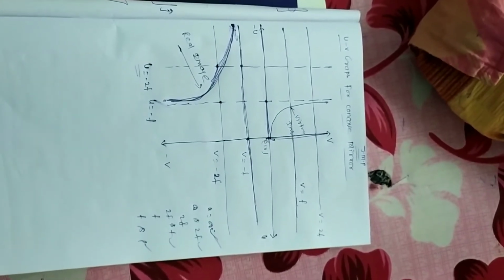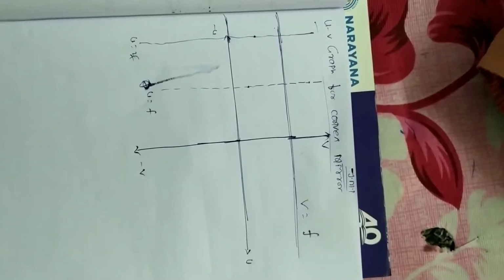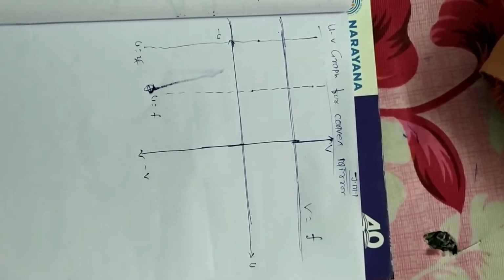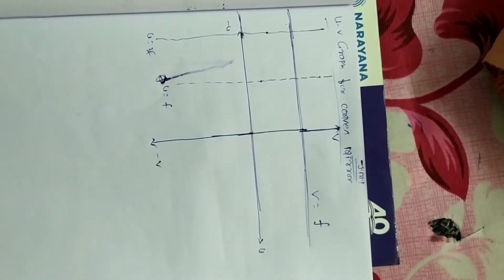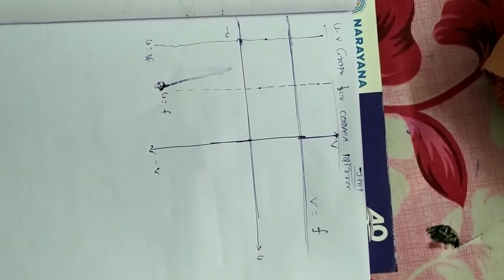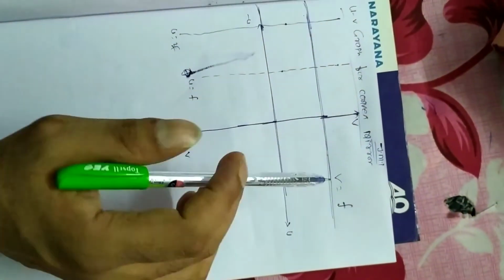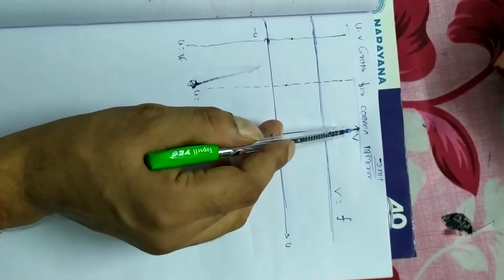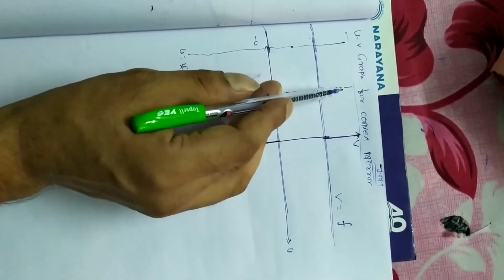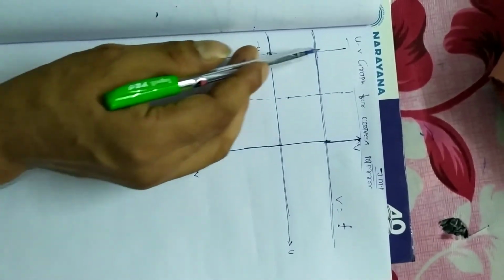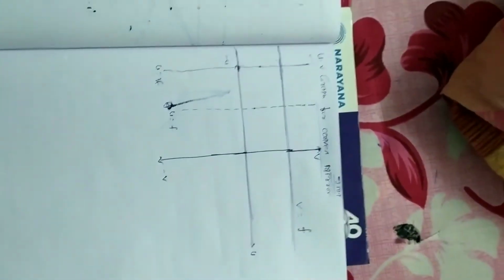Now we will see for convex mirror. Hello everyone. Now we are going to discuss the UV graph of convex mirror. First of all, see the ray diagram arrangement. This is the velocity axis, this is the object axis, this is f, object position, this is 2f, this is f, right?